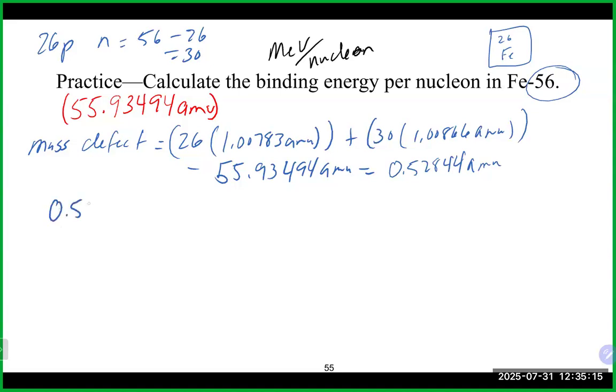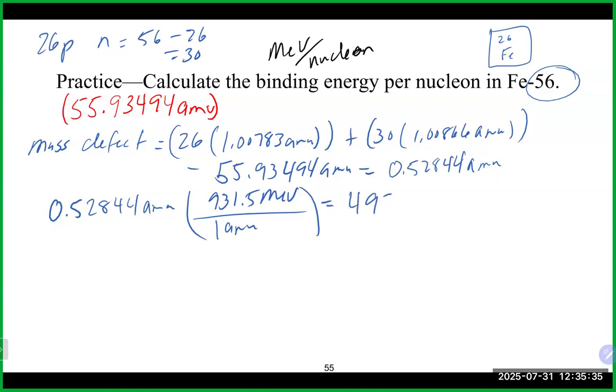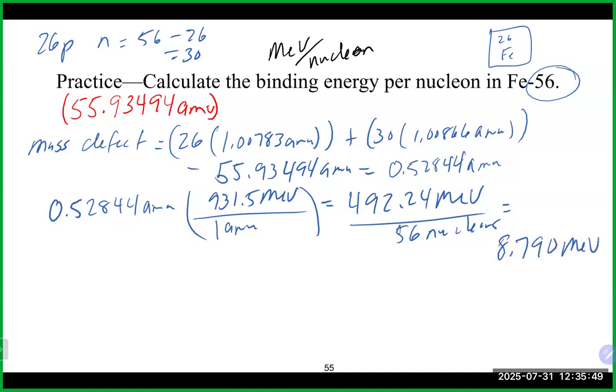So we'll take that number and I'll just use the conversion. 1 AMU is 931.5 mega electron volts. Gives us 492.24 mega electron volts divided by really our mass number, which is our nucleons, which is 56. And that gets us basically 8.790 mega electron volts per nucleon. Yeah. Any questions on that one there?